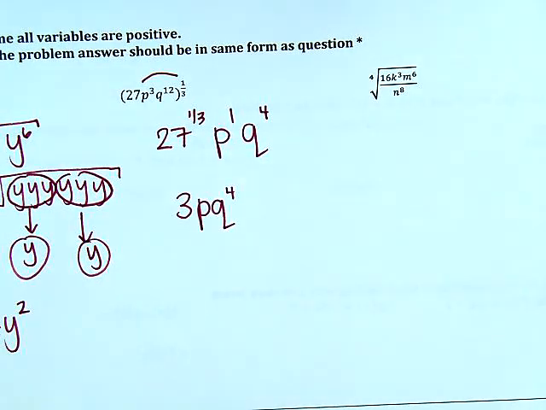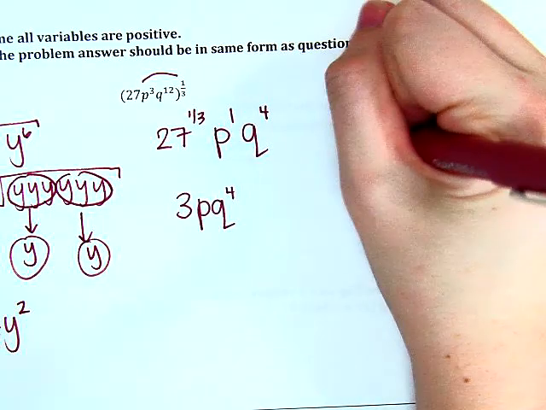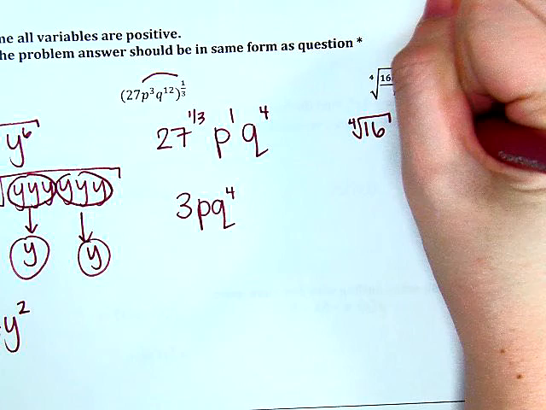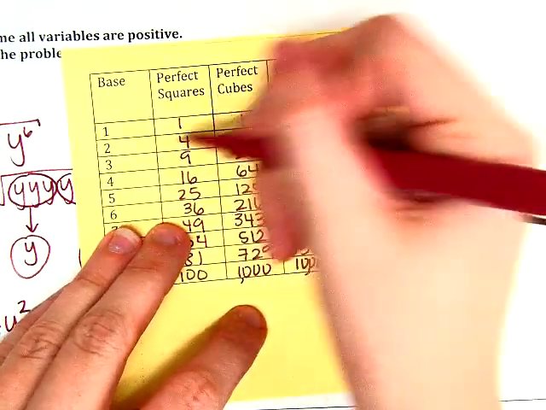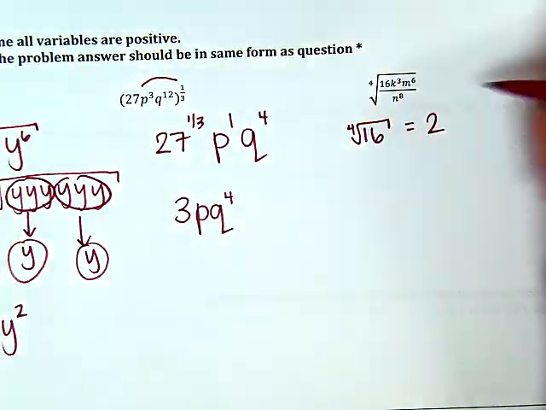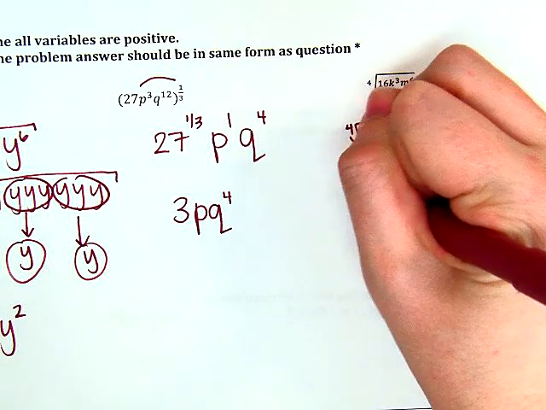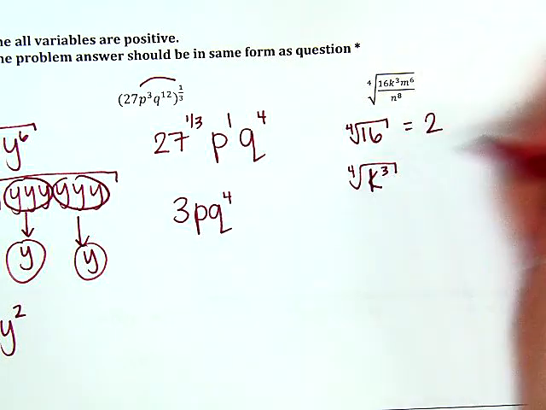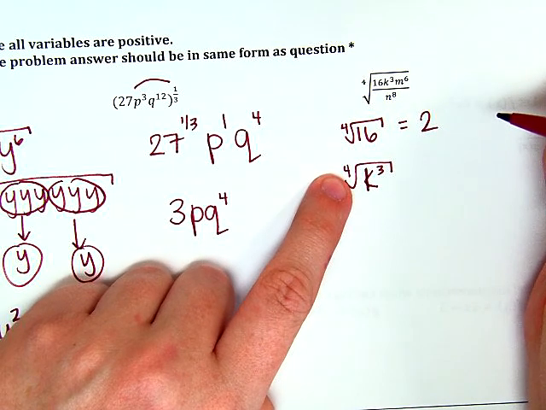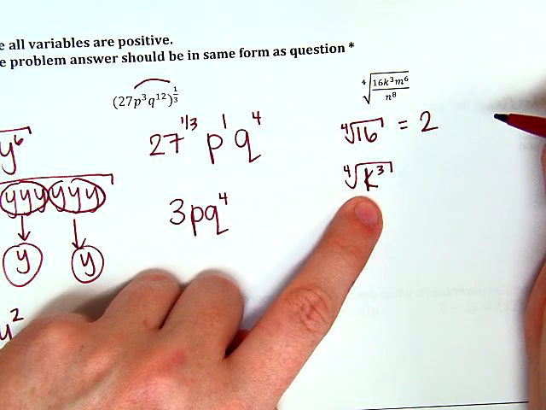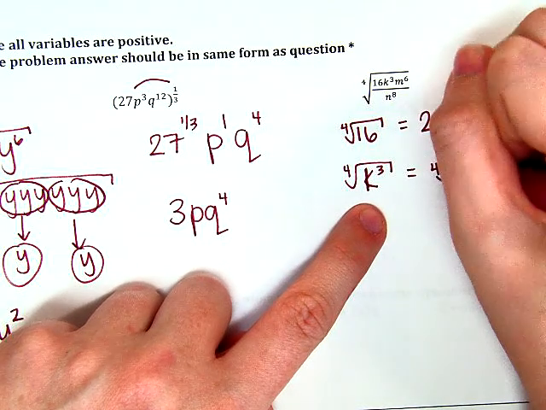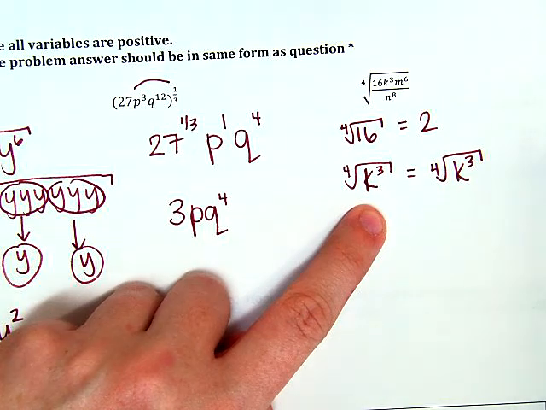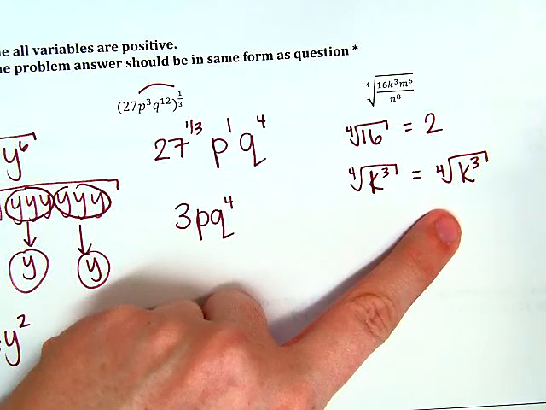Last one. I'm going to take each of these separately. So we're going to do the 4th root of 16 first. 4th root of 16, go across and I have 2. That's good. 4th root of k to the 3rd. Now that little number in there tells me I'm taking out groups of 4. Well, 3 is less than 4, so I can't take any out here. So this is going to stay the 4th root of k cubed. I can't take anything out.